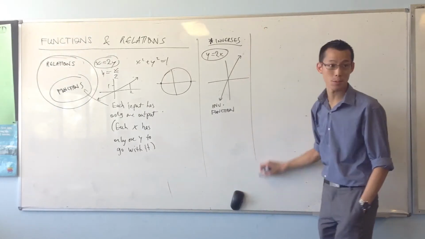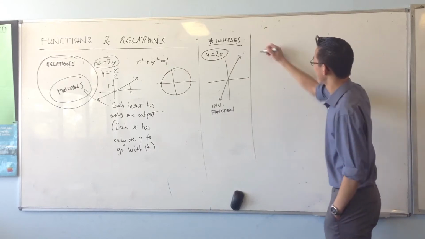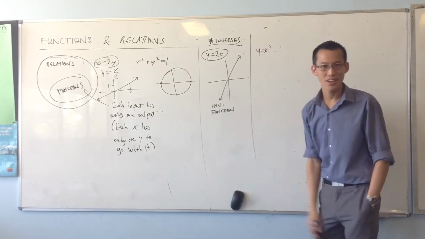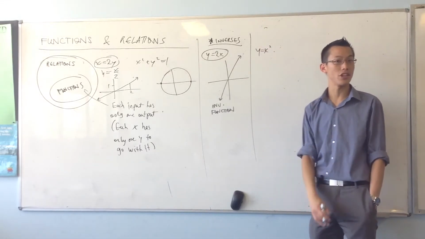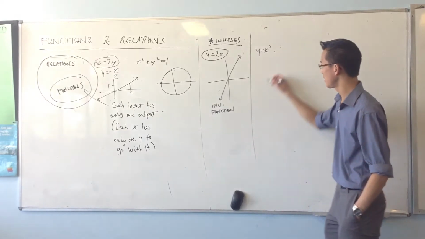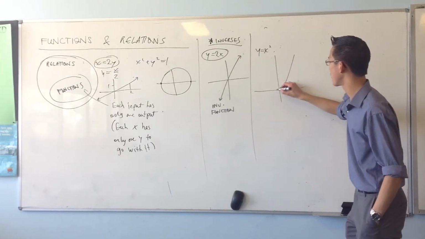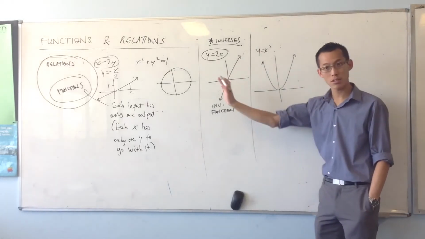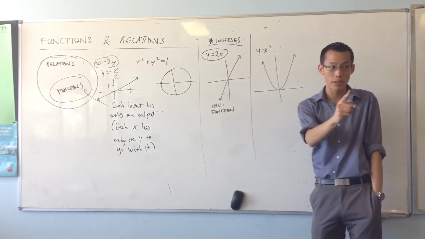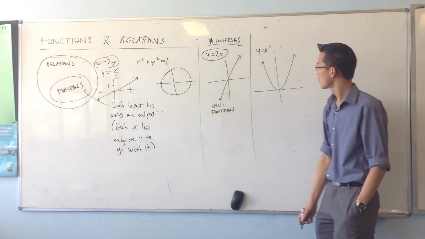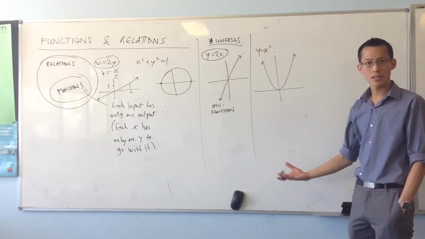Can someone give me an example? Okay, so let's take this guy. Absolute value. Okay, y equals x squared. Is it a function? Yes. It is, because when you graph it, you put your vertical line across, and it always intersects once. There's only ever one output, okay? But what's the inverse of this?